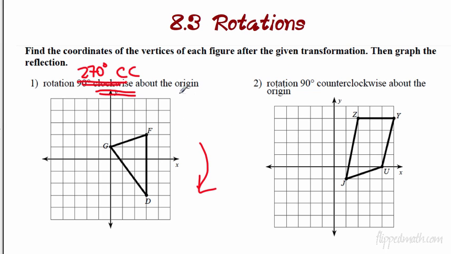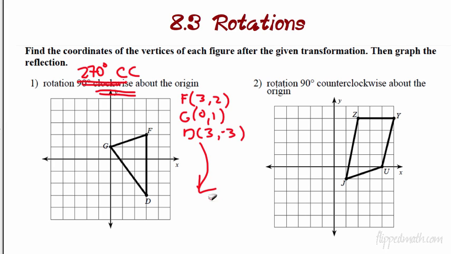So I need all of these points. I'm going to write down all the coordinates because that's the easiest way to do it. (1, 2), (3, 3), (2, 2). That's F. Okay, G, (0, 1). Okay, and D, what do we have? (1, 2), (3, 3), (-3, 3). All right, so those are the original points.